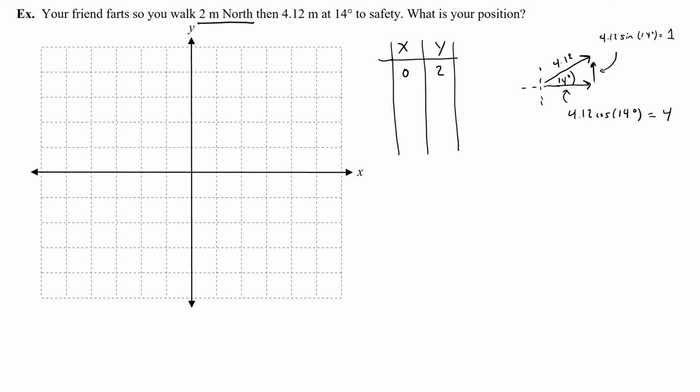Okay, so these are the X and the Y coordinates for my second vector that I'm going to use in my little chart. I would say the X is a positive 4 and the Y is a positive 1. Okay, so now I can figure out what these sum to. The sum of 0 plus 4 is 4, and the sum of 2 plus 1 is 3. So this tells me that these are the X and the Y components of my new position, because I went up 2, and then I went over 4, and up 1.